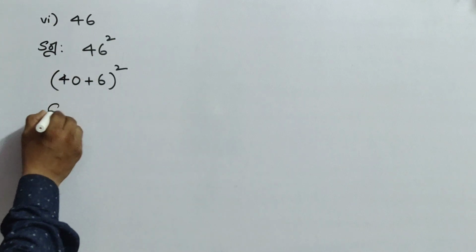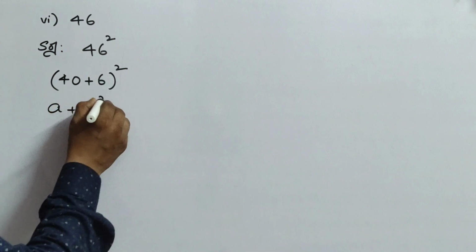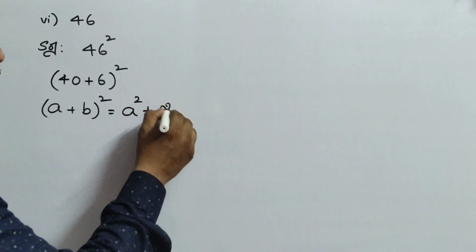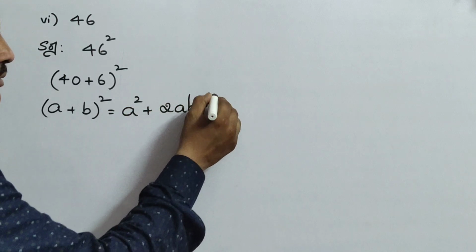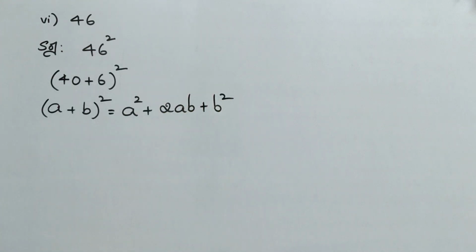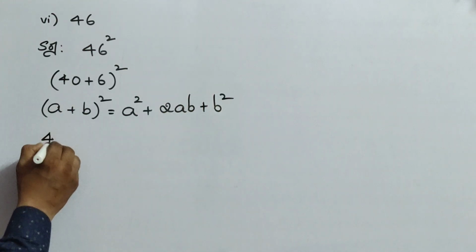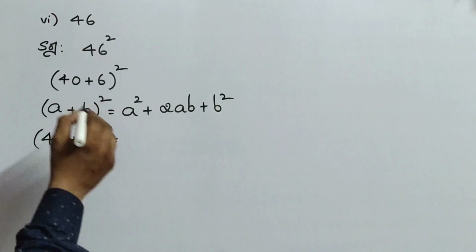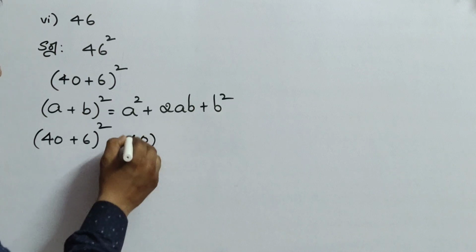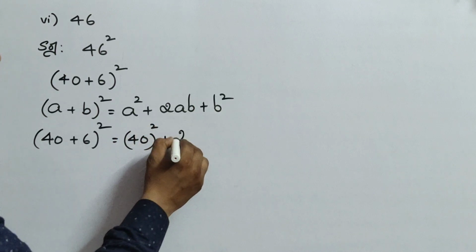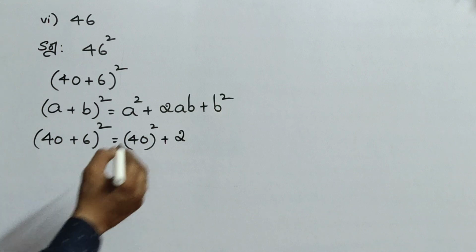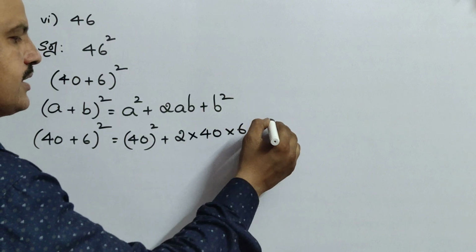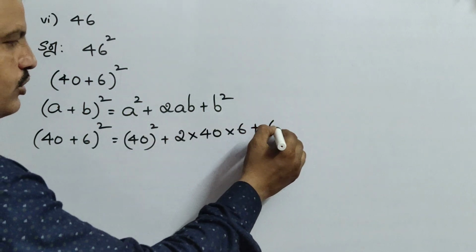It's looking like which formula? A plus B whole square, that is A square plus 2AB plus B square. Now 40 plus 6 whole square equals A means 40 whole square plus 2AB means 2 into A into B, plus B value is 6 here, so 6 whole square.